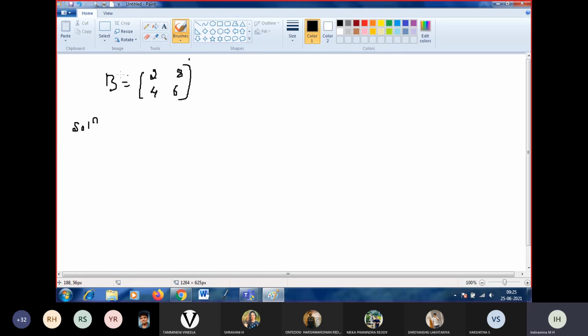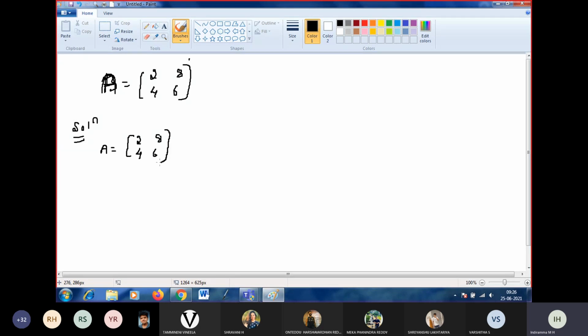As I told you, you can take that as B or you can consider that as A, no problem. Now the solution: we have to find the eigenvalues and the corresponding eigenvectors. First we consider the given matrix. Let matrix A be equal to 2, 8, 4, 6.